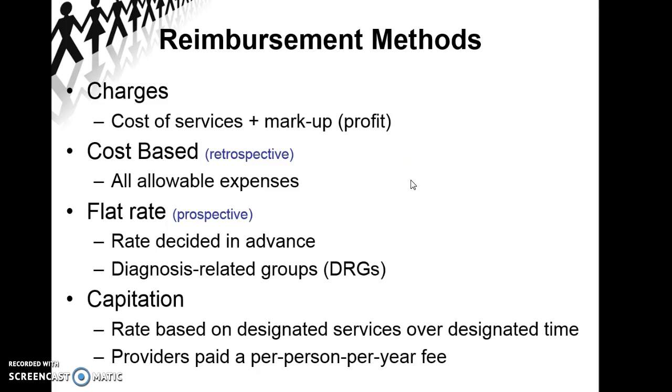Okay. These are different reimbursement methods. The cost of the service plus the markup. The markup is the profit. So it probably costs the physician $25 to see you for 15 minutes. 75 of that is the markup. I'm being simplistic because I think it really does cost him more than that, but I'm just trying to give you an example. Cost base is the allowable expense.